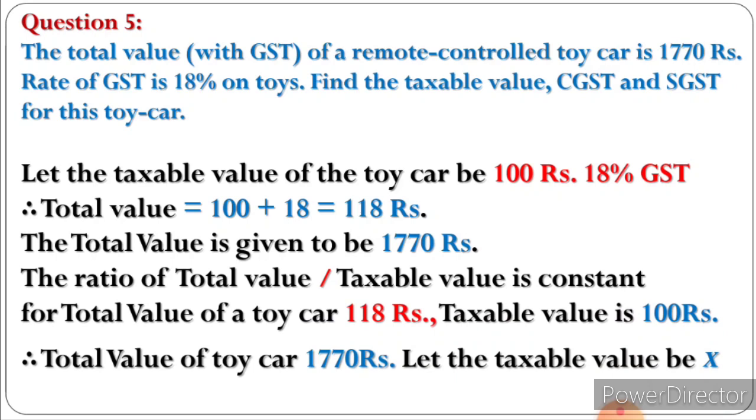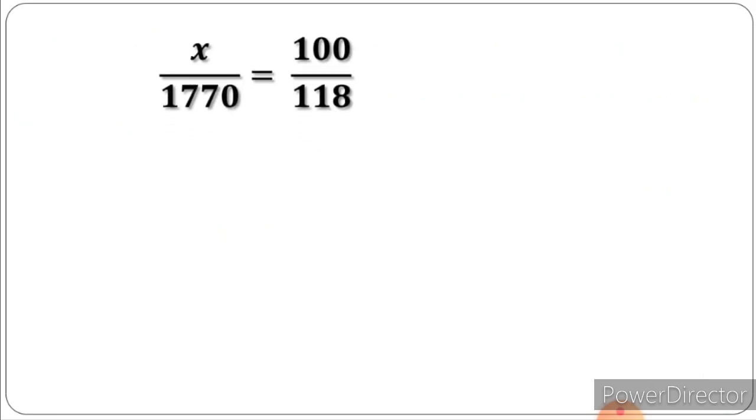The first condition you have assumed. The second condition is given to you in the question. When taxable value is 100, total value is 118 because 18% GST is charged. So when 18% GST is already charged, the total value is 1770 rupees. So in this condition, let the taxable value be X. Now we will convert it into the ratio: X upon 1770 equals 100 upon 118.